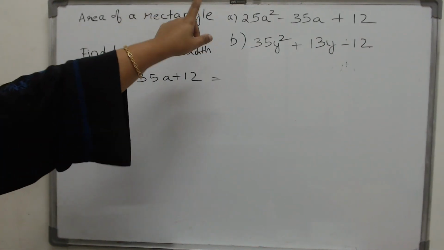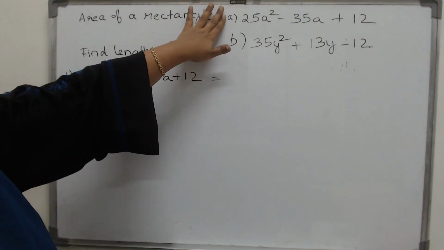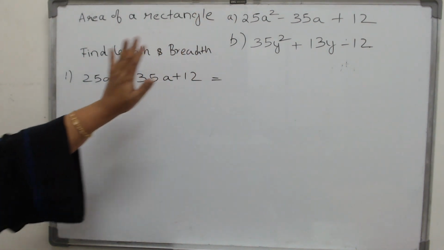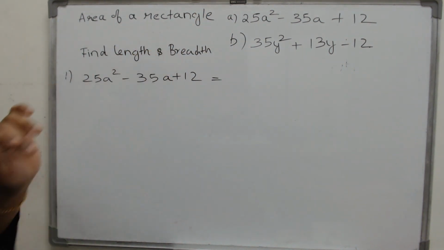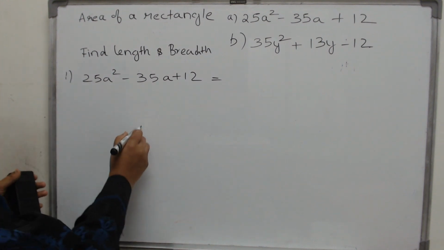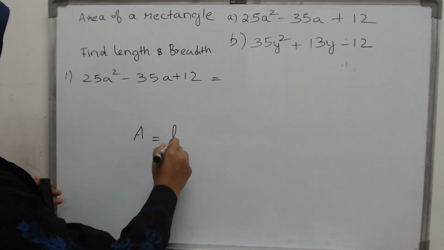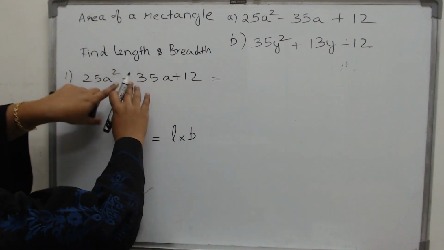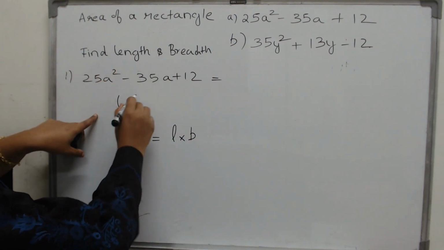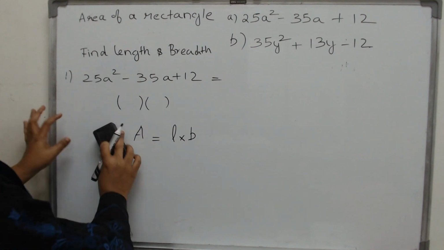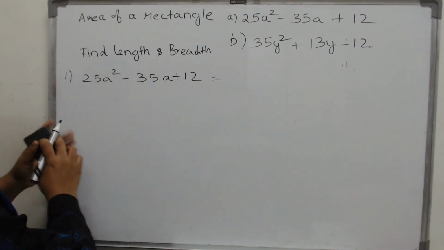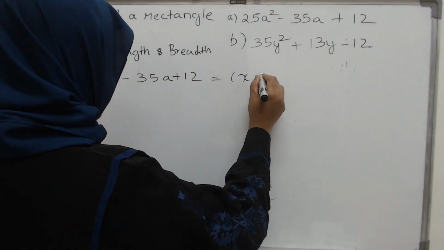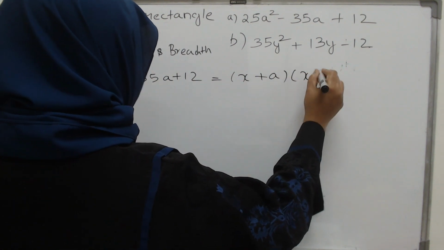Now look at this question. You have two parts of the question. We have area of a rectangle. We have to find the length and the breadth. Now what is the area of a rectangle? Area of a rectangle is length into breadth. Or in other words, what we have to do is find it in the factor form. Or in other words, find it in a form where it is x plus a into x plus b.